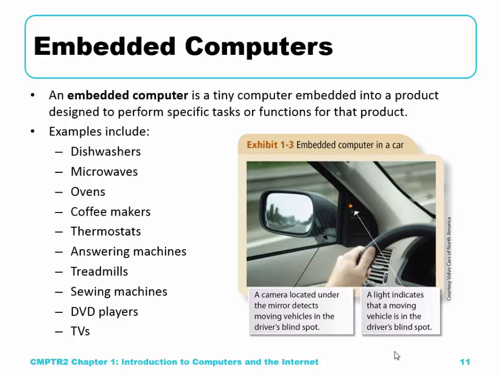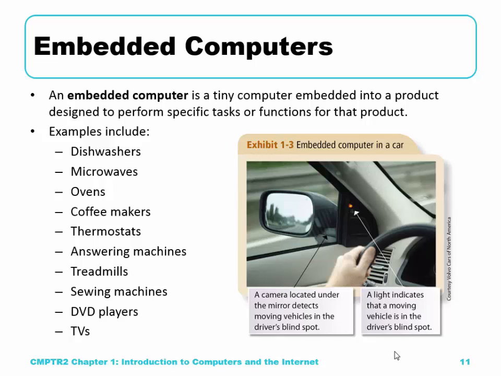So an embedded computer is a tiny computer embedded into a product designed to perform specific tasks or functions for that product. Many household appliances, such as dishwashers, microwaves, ovens, coffee makers, thermostats, answering machines, treadmills, sewing machines, DVD players, and TVs, have these embedded computers to help the appliances and objects perform their designated tasks.